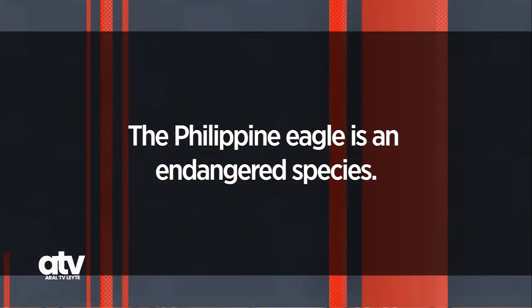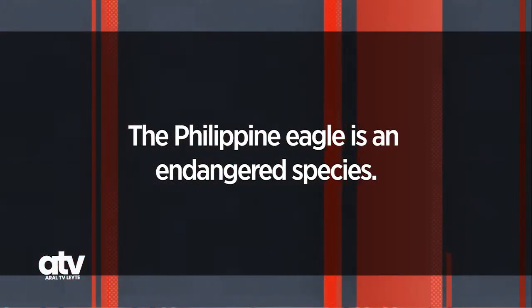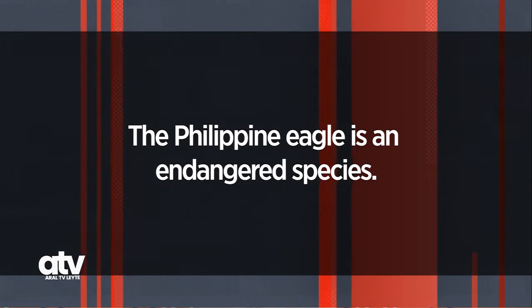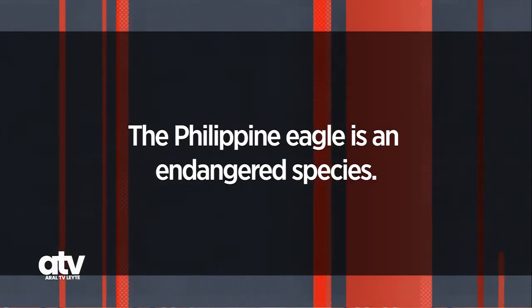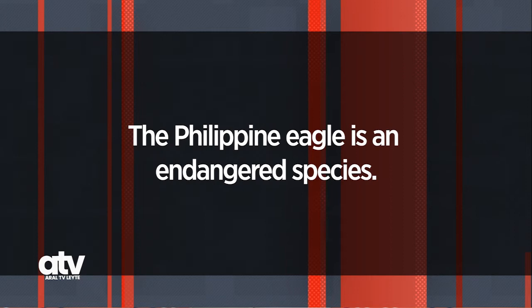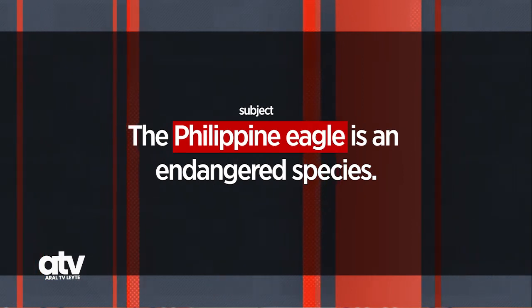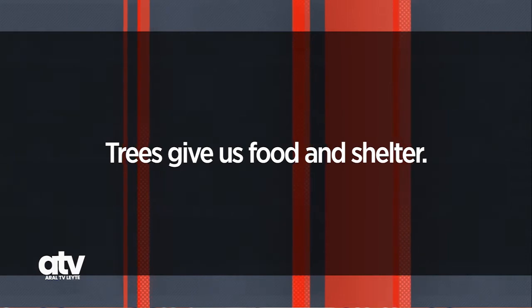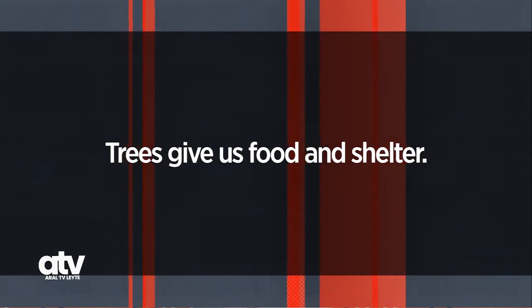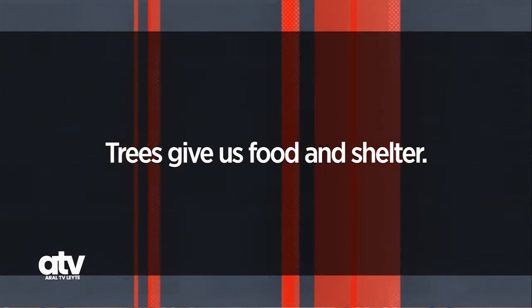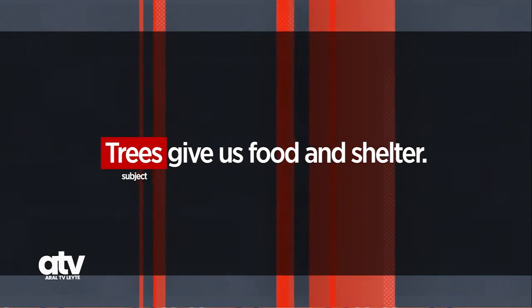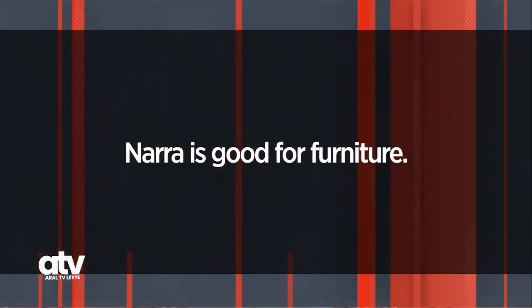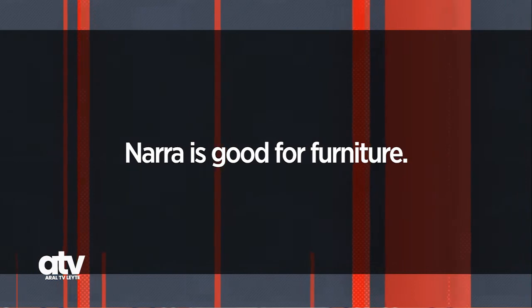Second, the Philippine eagle is an endangered species. What is the subject in the sentence? Good, Philippine eagle. Third, trees give us food and shelter. What is the subject in the sentence? That's right, trees. Fourth, Nara is good for furniture.